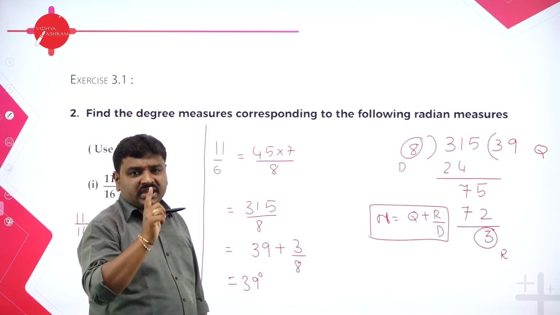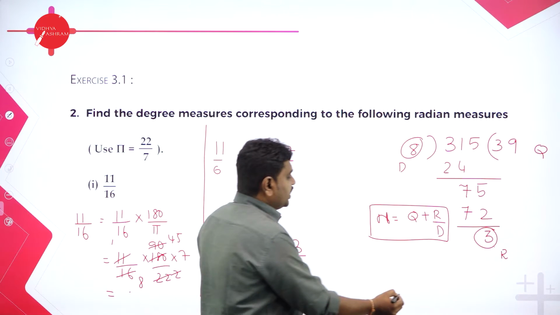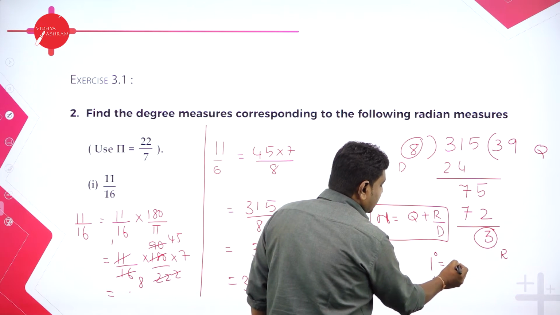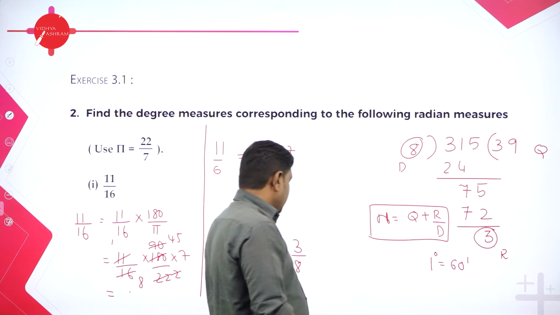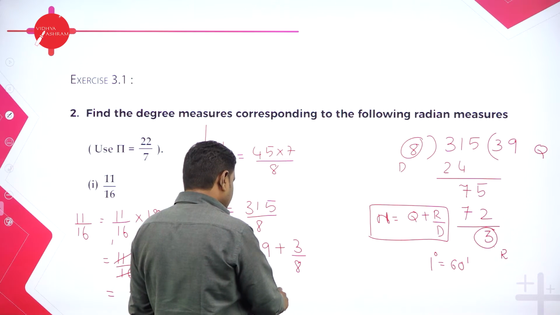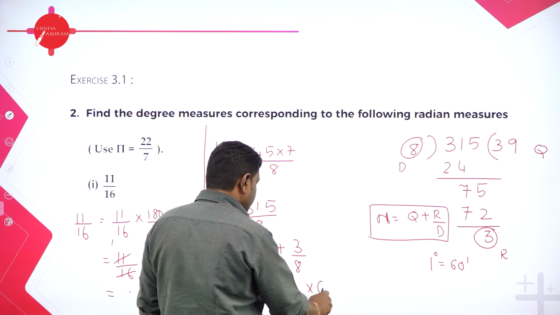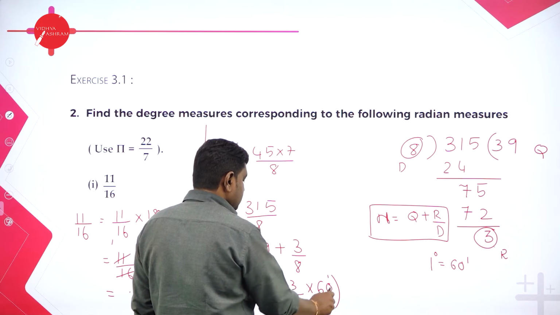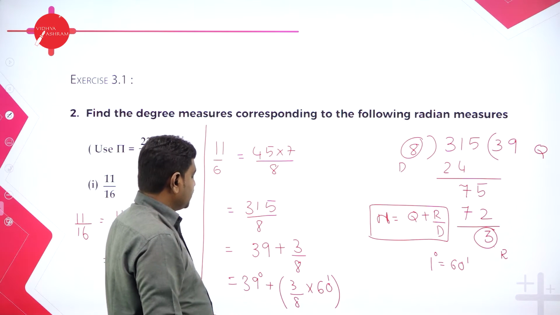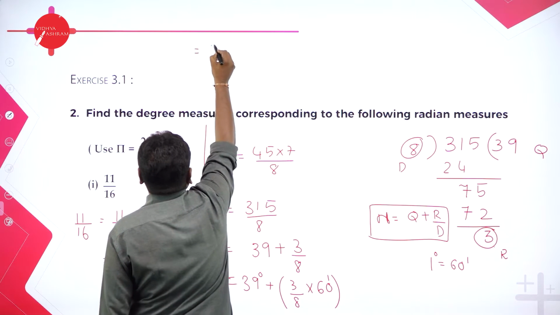So you know 1 degree can be converted into minutes. 1 degree is how much? What is 1 degree, my dear students? 1 degree is exactly 60 minutes. So now I need to convert this 3 by 8. So that's why plus 3 by 8 into, I'll convert it into minutes, 60 minutes. Now further simplify. If you simplify, that is 39 degrees.